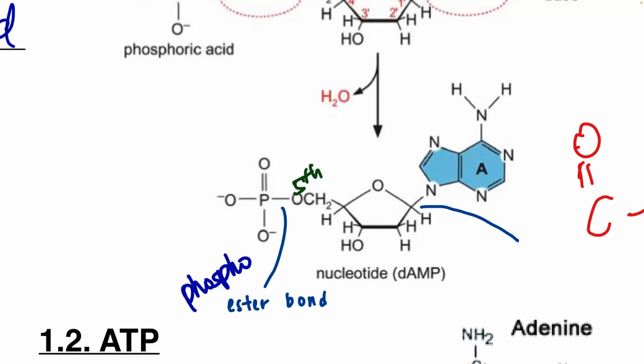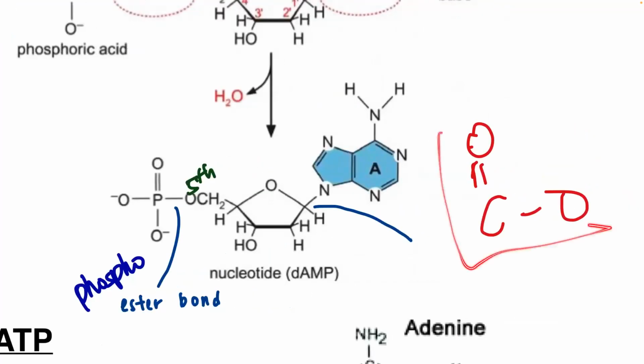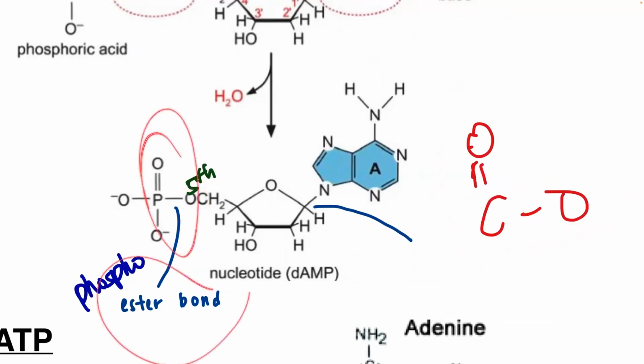What is it? COO? Okay, so this is ester. So POO, we call it a phosphoester bond. Okay, so we call this a phosphoester bond.